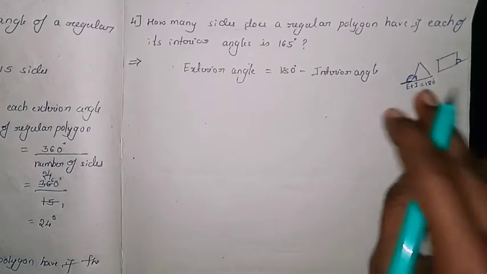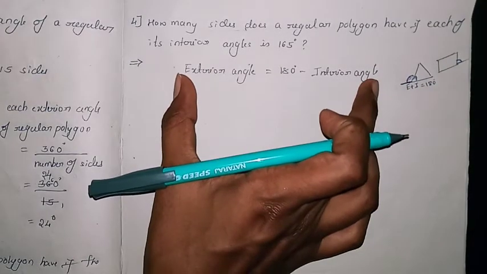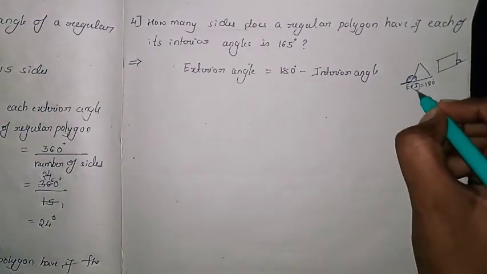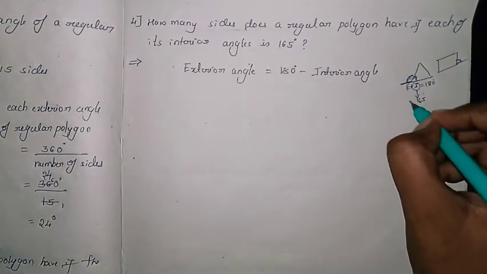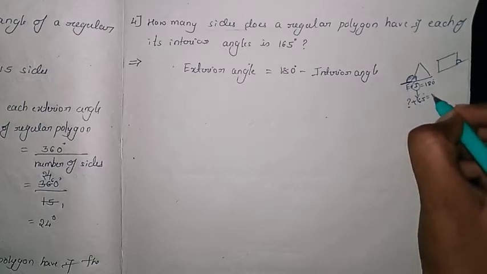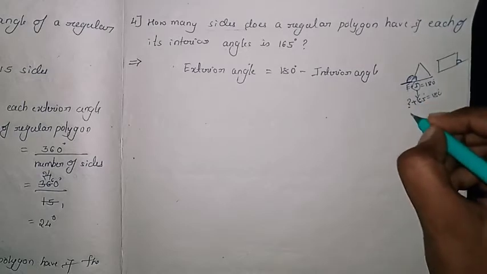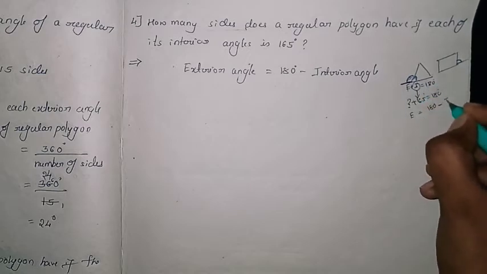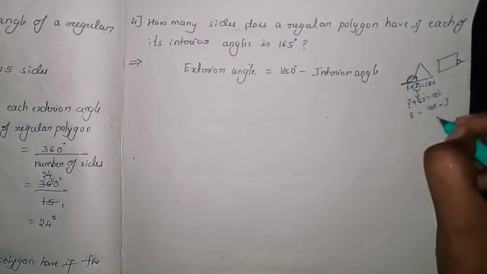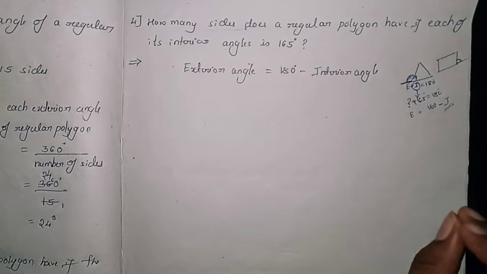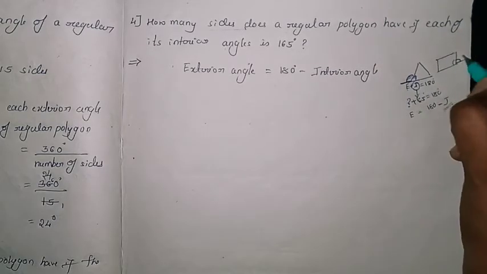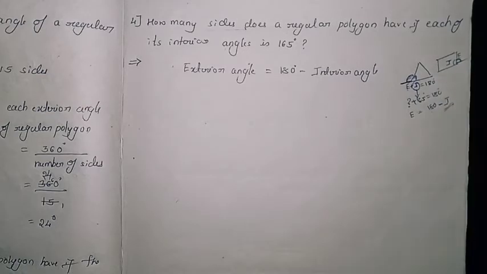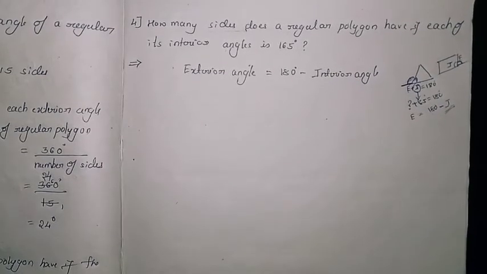So from here I found this formula, because I know the interior angle, that is 165 degrees, but I don't know the exterior angle. How to find it? The exterior angle you keep here, and 180 degrees, this interior you take to that side. From this we can find the exterior angle. Any polygon here you can consider, this is the interior angle and this is the exterior angle. Let me zoom out a little.